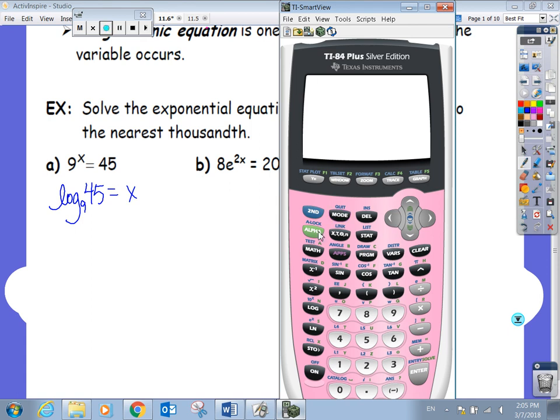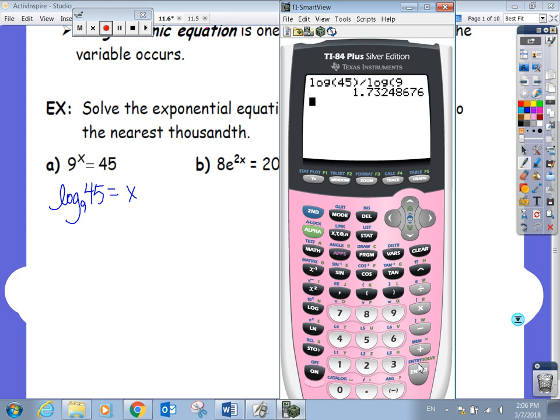Now, mine, if I hit alpha window, I don't have the most updated one like most of you do. So if you hit alpha window, remember it comes up with that little menu, and you can put the 9 and the 45 in. If you have an older calculator, not updated like this one, log of 45 divided by log of 9, and that gives you the answer. So that's one way to go about doing that problem. Again, most of you have an updated calculator where you can hit alpha F2 or alpha window. F2 is located at window. And then the screen comes up where you can put in the little base and the argument. Either way, you'll get the same answer.